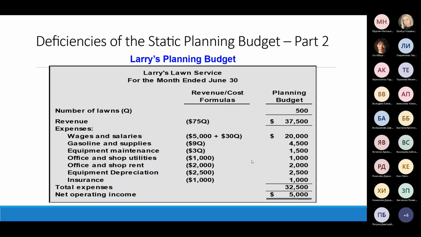Revenue and the cost formula are given. So number of lawns that are used, 500. Therefore, revenue is 75 multiplied by 500, and all the expenses are listed, and net operating income is calculated. So this is a static planning budget. Every time we start the budget process, we create the static planning budget.